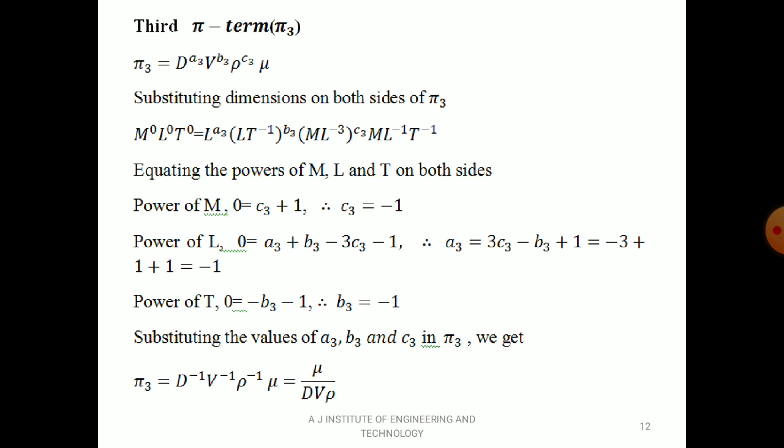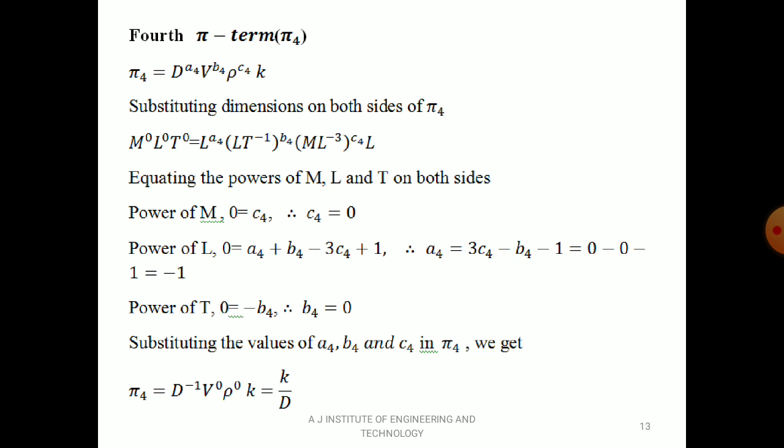So dv rho, mu divided by rho vd or dv rho. So that is the expression for pi 3. Next, fourth pi term, that is pi 4. So pi 4 equal to d to the power a4, v to the power b4, rho to the power c4 into k, where k is roughness.